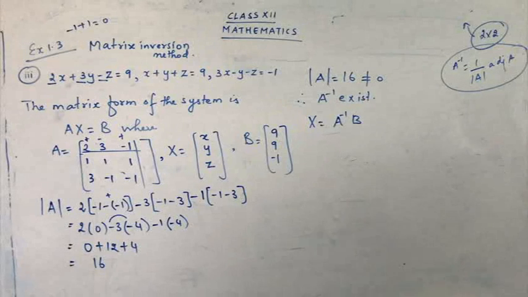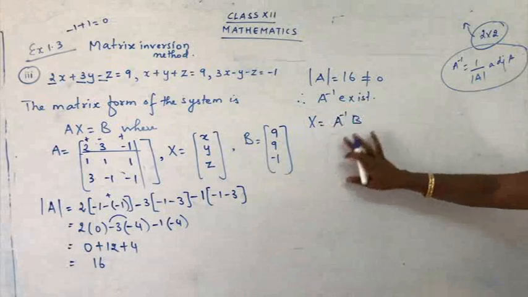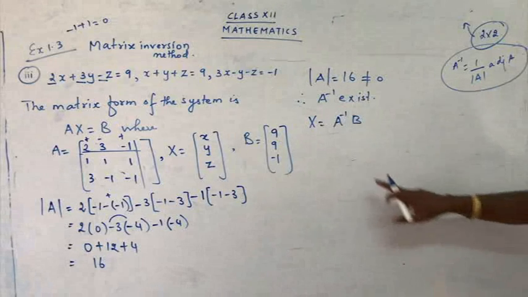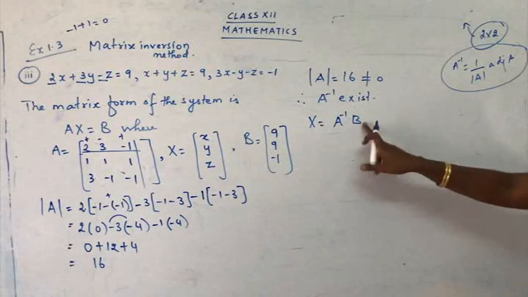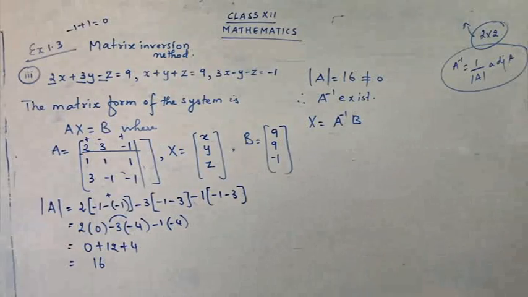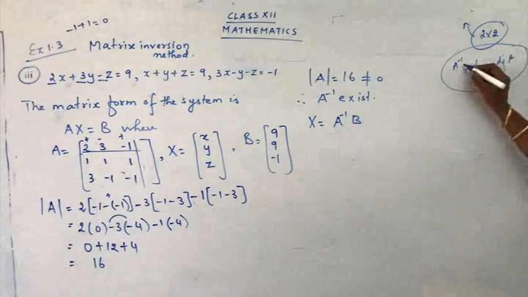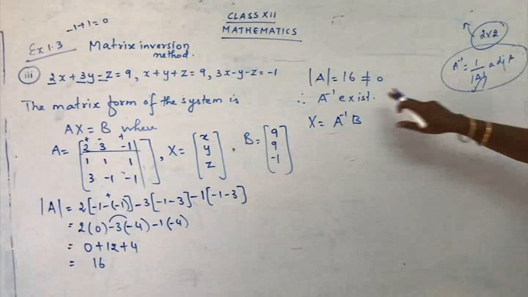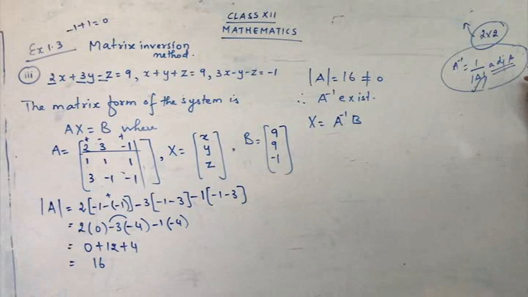So what we are going to do is, first of all, I will be finding A inverse. After finding A inverse, I will substitute the value of A inverse over here. Okay, and then we will do the matrix multiplication. So let's start, let's see how to find A inverse. And in A inverse we have already found determinant A, yes. So the only thing left is to find adjoint A.